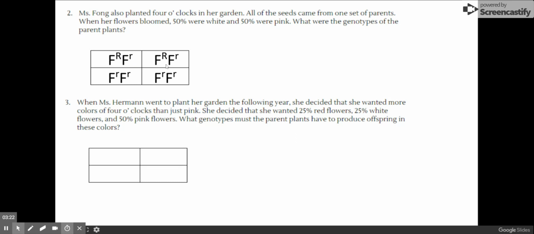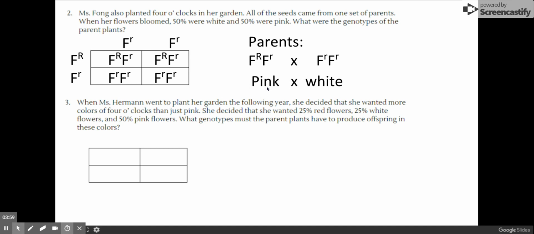So we have to look where they got these alleles. They're going to get a big R from one of the parents. And then they're going to get the little r also from that same parent. So one of the parents needed to be heterozygous. That little r is coming from the other parent. And so the only way that this Punnett square would work out is if one of the parents was heterozygous and one of the parents was homozygous, which means that those parents must have been pink and white.